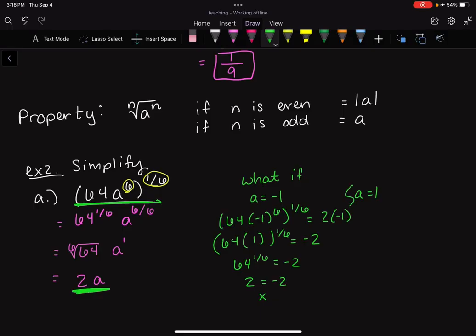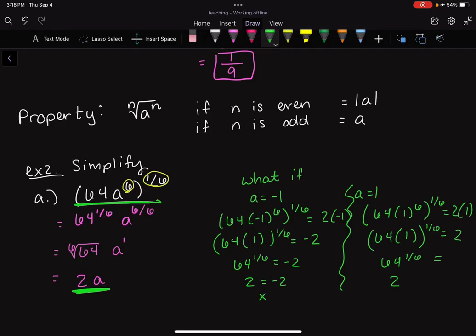Now if I plug in a is equal to +1, then it'll work. So I'll get 64 times 1 to the 6th to the power of 1/6 equals 2 times 1. This is going to give me 64 times 1 to the power of 1/6. 64 to the power of 1/6 equals just 2, and it's equal to 2 on the other side. This checks out.